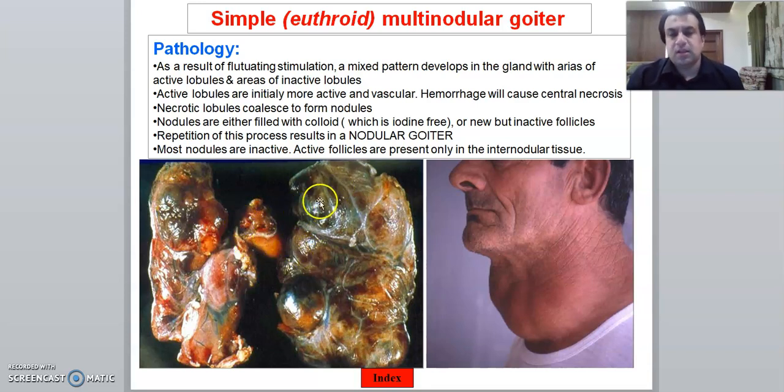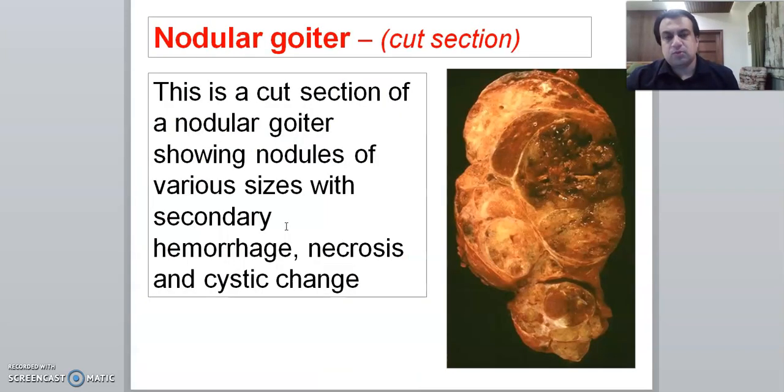And the other thing is, if someone asks you what the causes of nodular formation are, you can say it's the hemorrhage, which can cause central necrosis, and then necrotic lobules can form nodules. Nodules are generally inactive, so these are the inactive parts, and the in-between nodular segments are basically hyperactive and producing thyroid hormones.